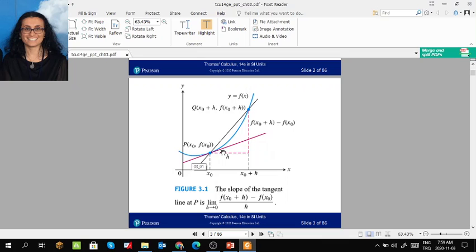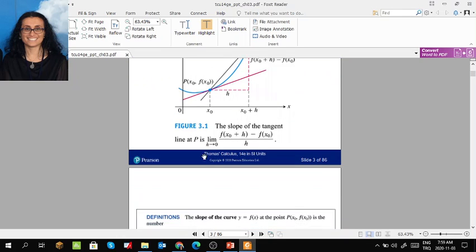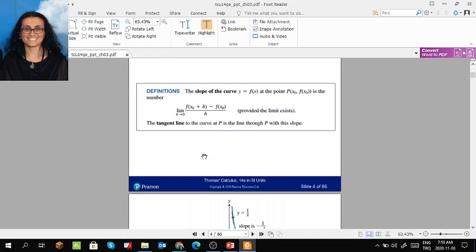Okay? The slope of the tangent line at P is the limit of this quotient, f of x0 plus h minus f of x0 over h. You remember this is the rate of change formula, right? We use this for the average rate. Okay? And we just take the limit as h goes to 0 and we get the slope from it. And I talked to you about that before. Okay? So here's the definition.